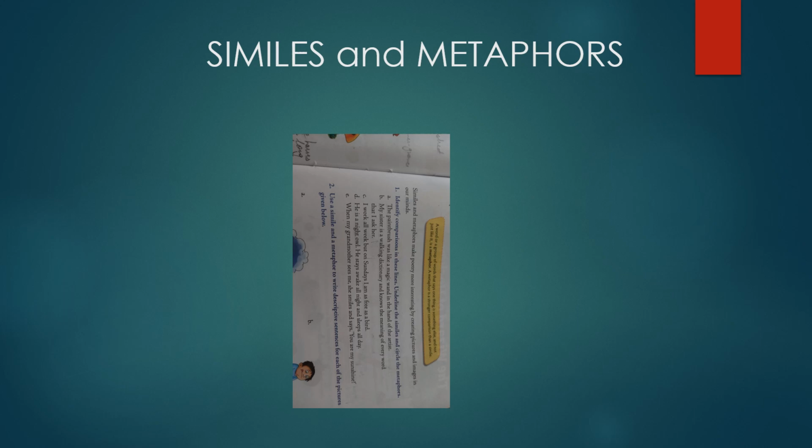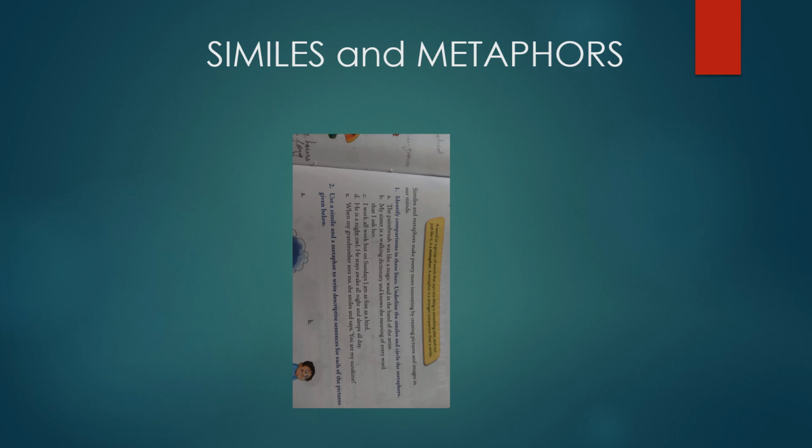So in the first one, the paintbrush was like a magic wand. Underline the simile. This is a simile. B. My sister is a walking dictionary. Circle this. This is a metaphor. C. I work all week, but on Sunday I am as free as a bird. So underline this. I am as free as a bird. This is a simile.